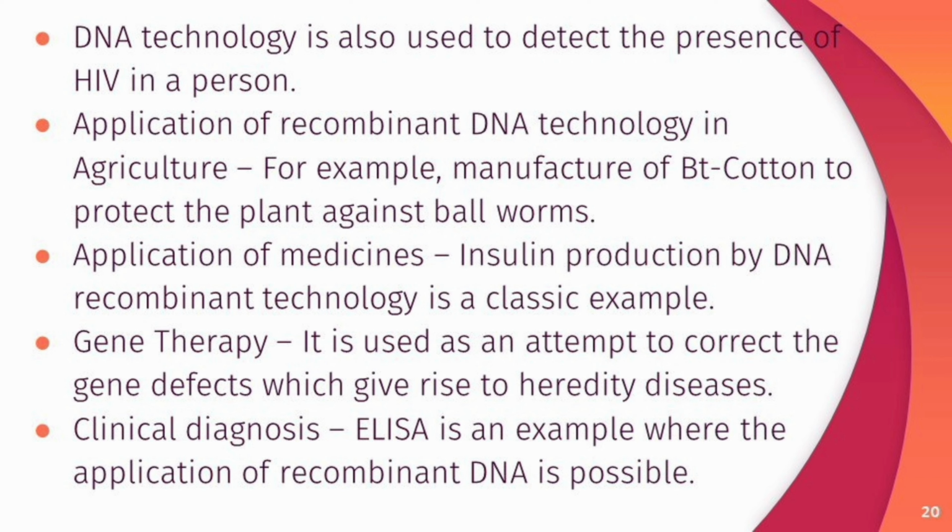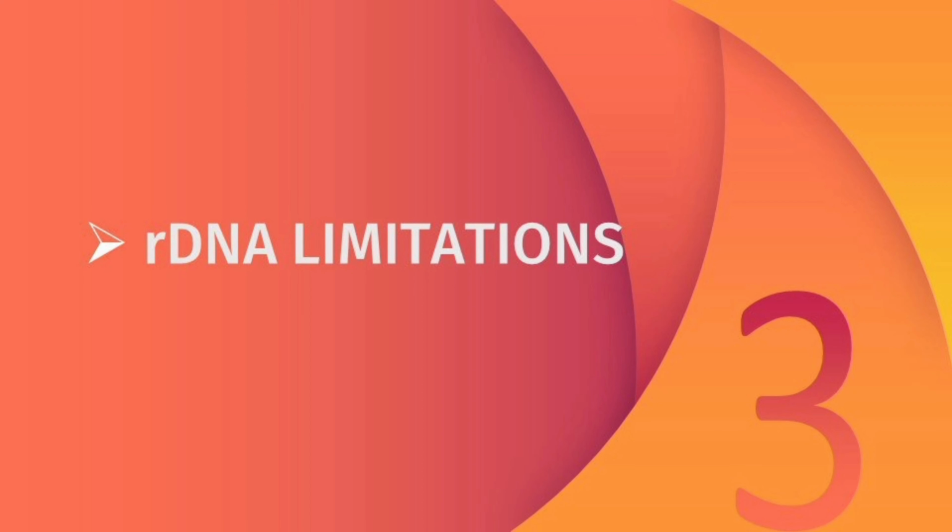Application of rDNA technology in agriculture, for example, manufacture of Bt cotton to protect the plant against bollworms. In medicine, insulin production by recombinant DNA technology is a classic example. Gene therapy is used as an attempt to correct the gene defects which give rise to hereditary diseases. Clinical diagnosis, ELISA is an example where application of rDNA is possible.